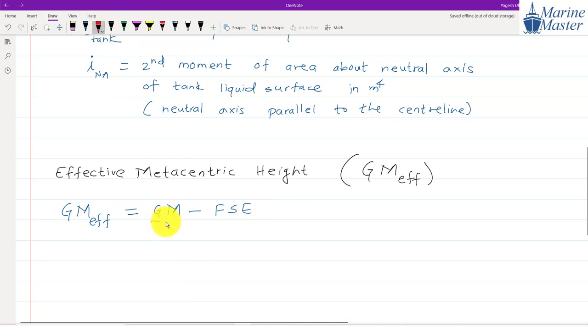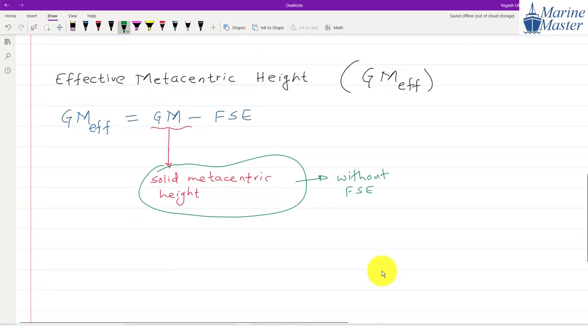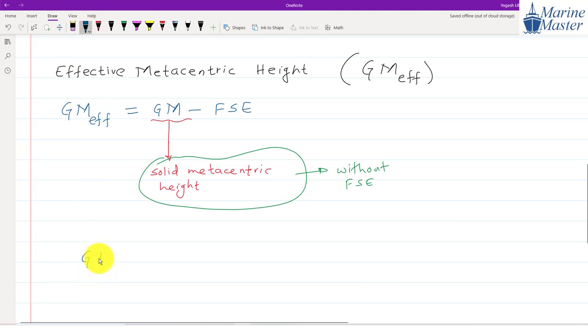And what is the meaning of this GM? This GM means solid metacentric height. And what is the meaning of solid metacentric height, guys? It means without free surface effect. How do we get GM, guys? We have seen already. Here GM is the solid metacentric height.